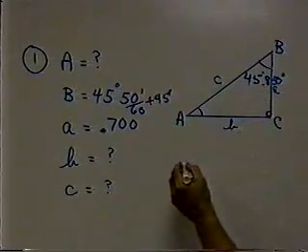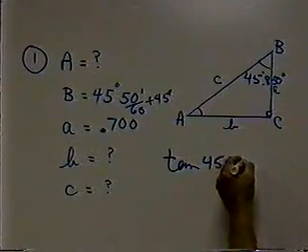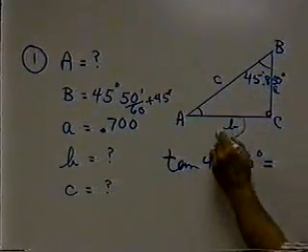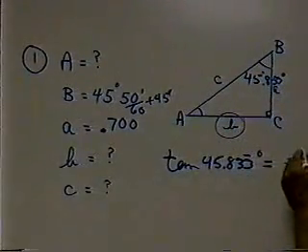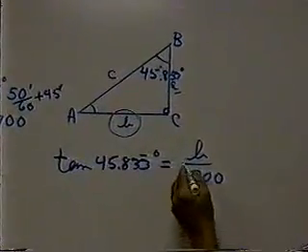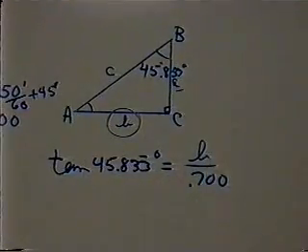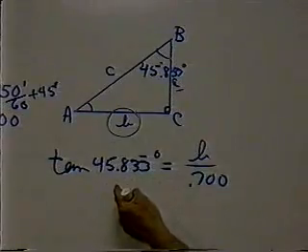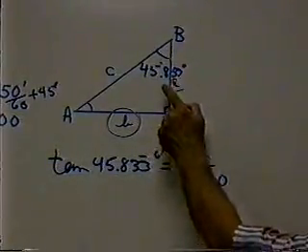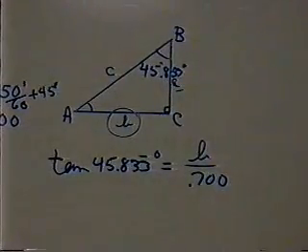So I'll try the tangent. The tangent of 45.833 degrees is equal to the side opposite, which is B, over the side adjacent, which we know. And we have two known values and only one unknown. So therefore you can use tangent. What I'm saying to you is when you're first starting out, you just trial and error. Try the sine of the angle, try the cosine of the angle, try the tangent of the angle. All right, that's one way.